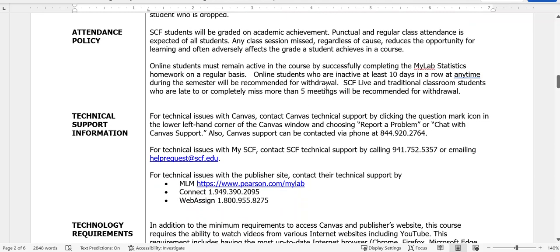Now, typically, the policy is that if you're inactive for at least 10 days in a row, anytime during a semester, you'll be withdrawn. But just keep in touch with me because I realize sometimes things come up and it's just kind of a mess. But again, if you have some documentation and we can get you through the course, great. We want to try to get everybody through, but if you're just not doing anything, we also want to get those students out of the course.